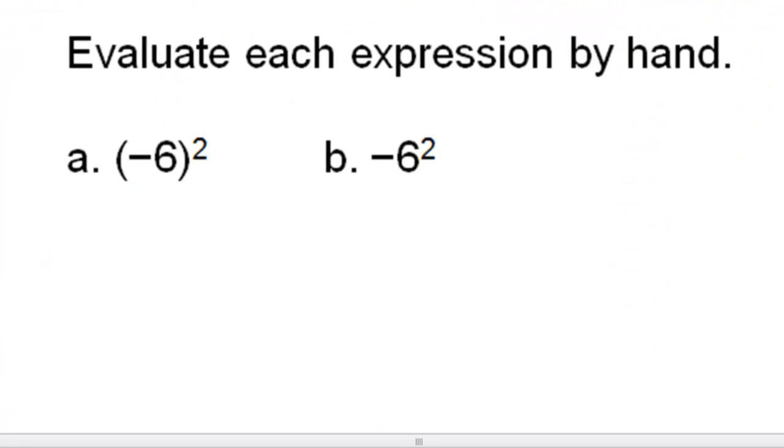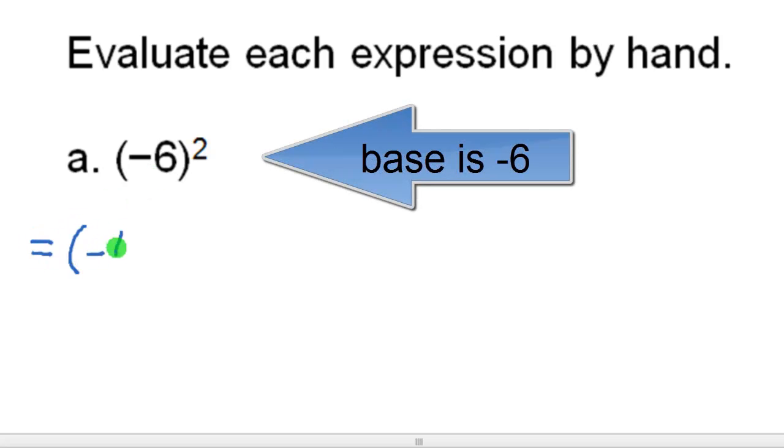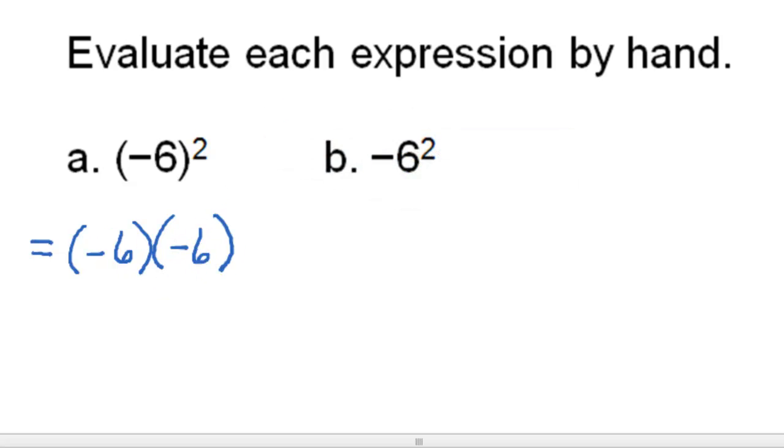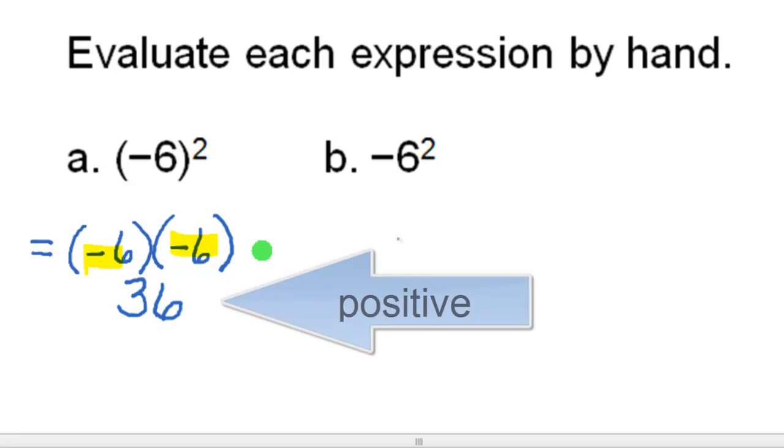Okay, now this problem, very important because this one tends to show up in exams everywhere. You want to evaluate these, and they look a little bit different. Now, in the first problem, with the parentheses, the base is negative 6, and the exponent is 2. So we're going to write negative 6 times negative 6, and we get a positive 36.